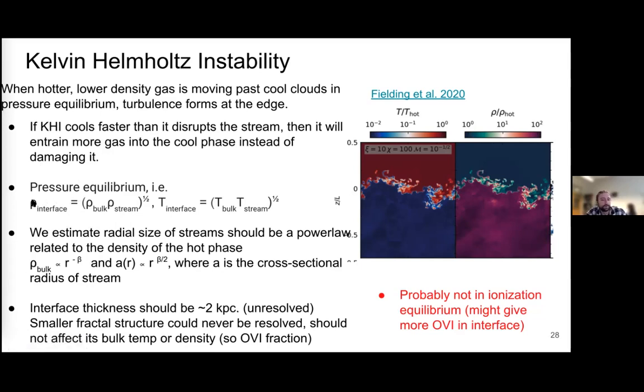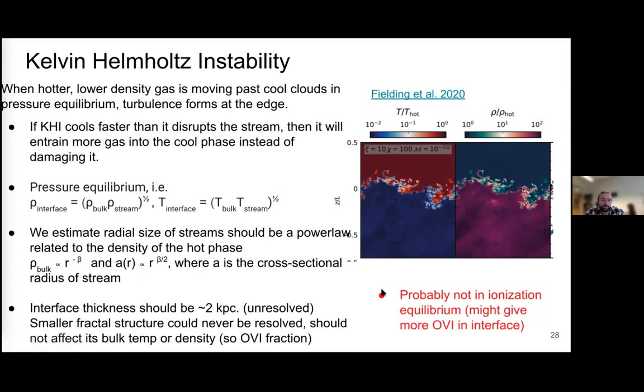so this allows you, actually I should say, to have your streams and your interfaces and your bulk all in pressure equilibrium with each other. So that would just give you a density of the interface that is the geometric mean of the bulk and the stream density. Same with temperature. So rho times T is the same everywhere. And that's what we saw. That's good. And now that we know that the mass is basically conserved and we know the density, we can estimate the volume of the streams.